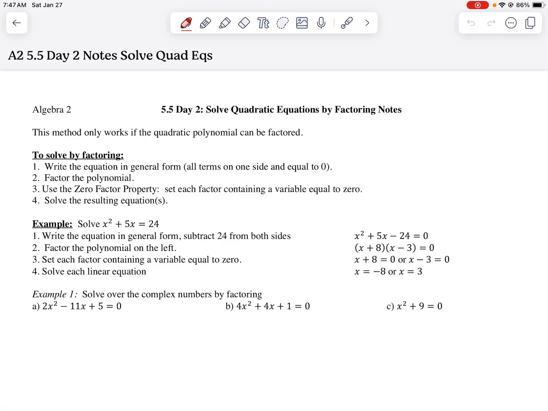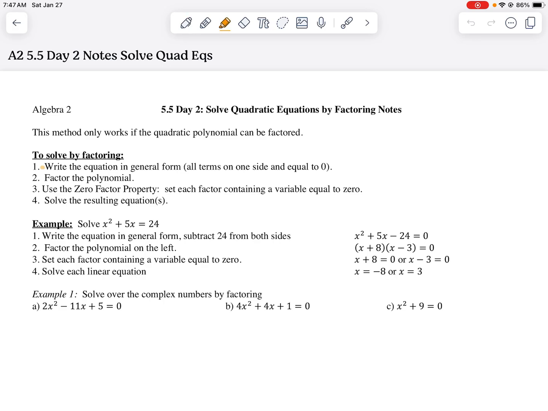Today we are going to look at additional strategies to solve quadratic equations. So in the previous lesson, we did the square root method and completing the square. Today, our first method we're going to look at is factoring. So here are your steps.